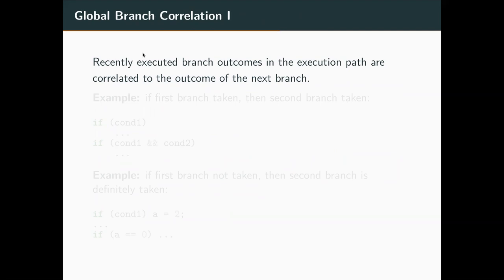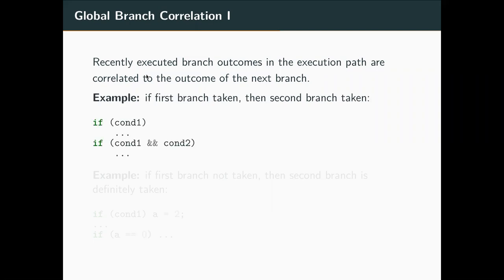So if we have, let's just say, a history of the past 5 branch outcomes in our execution path, that may correlate to what the next outcome will be. For example, if we have an if statement where the condition is condition 1, and then we have some logic in here, and then we have another if statement, which is condition 1 and condition 2. Maybe this should be or.